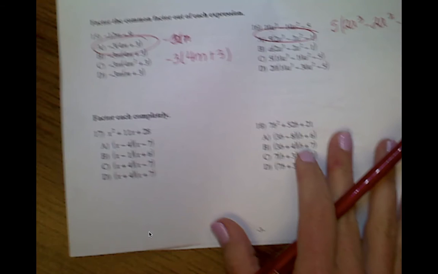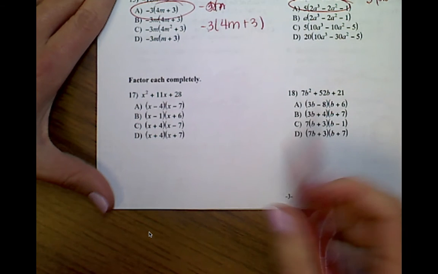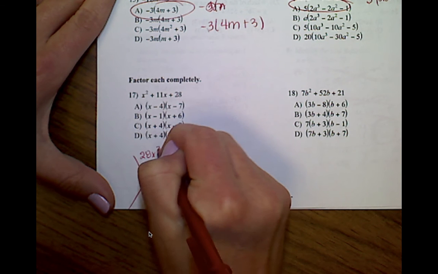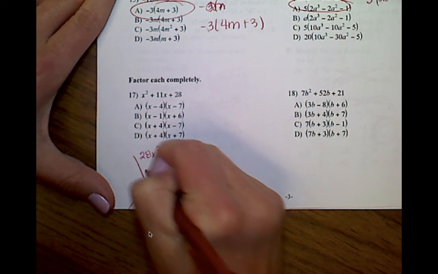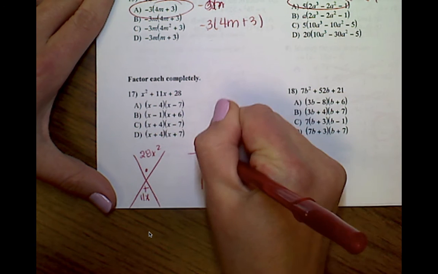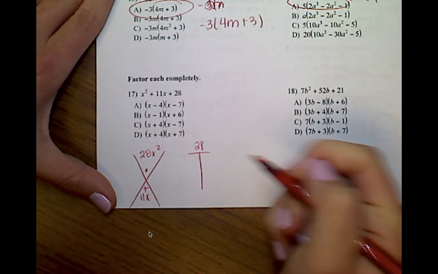Next one, factor it completely. If you're doing this by hand, you're going to have to use the big X. X squared times 28 is 28x squared, and it's going to add up to 11x. So it should multiply to give you this and add to give you that. I'm going to have to find the factors of 28. I type 28 divided by x in my calculator, and then go to the table.